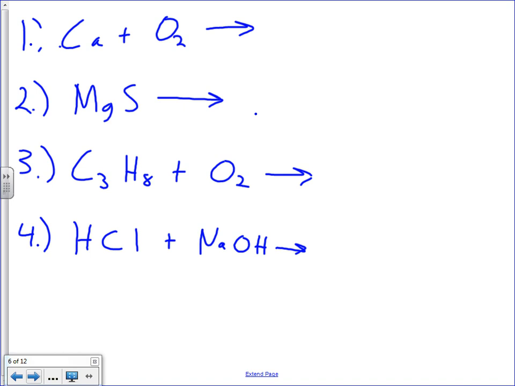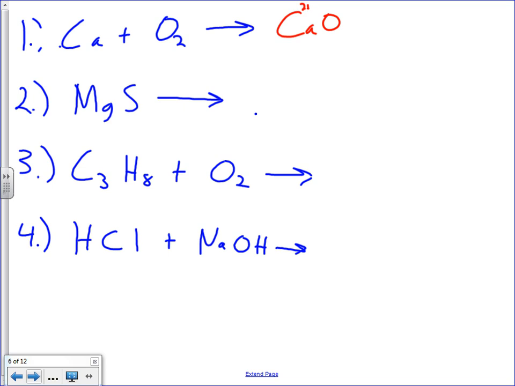Now we've got to be able to identify just from the reactants. So in number 1, I've got calcium reacting with oxygen, element reacting with element. So this is a synthesis reaction. What happens in the synthesis reaction? They go together to form one compound. So that means I've got to do this. Ca goes with O. Now, what kind of compound is that? It's an ionic compound. So what do I have to do with ionic compounds? I have to drop and swap.